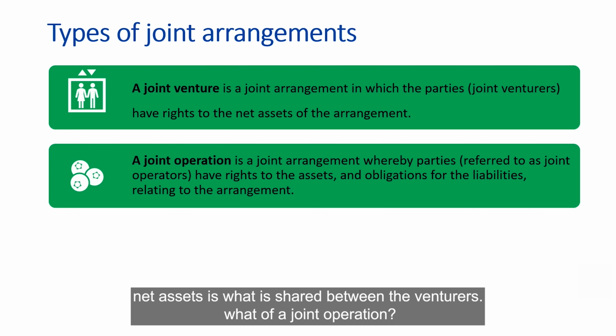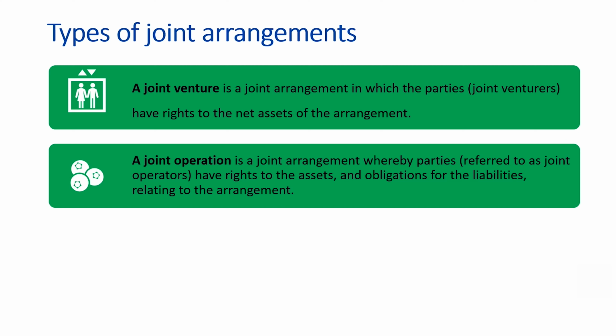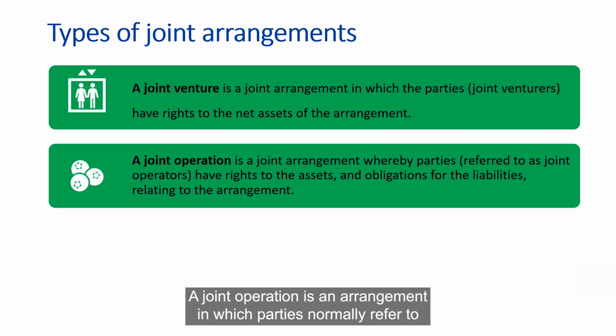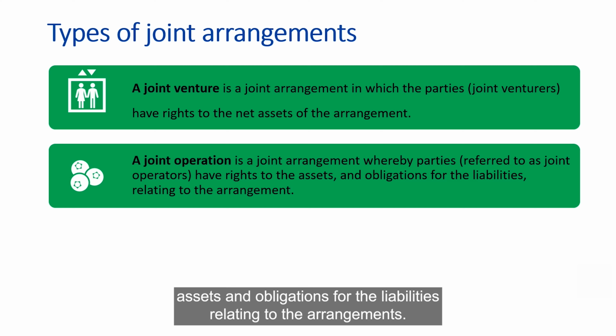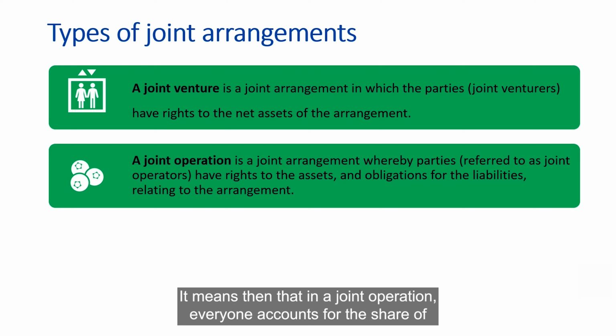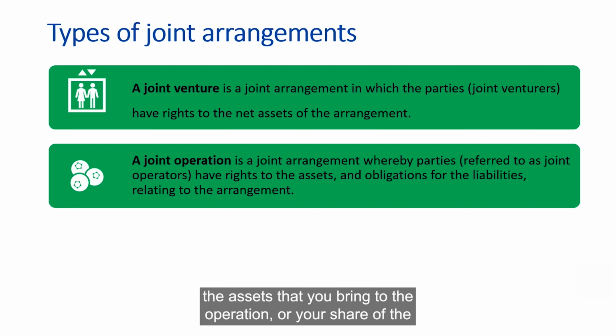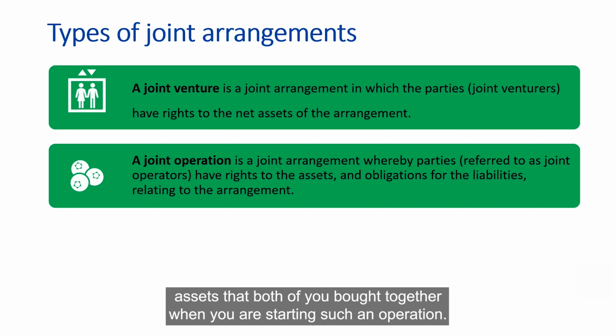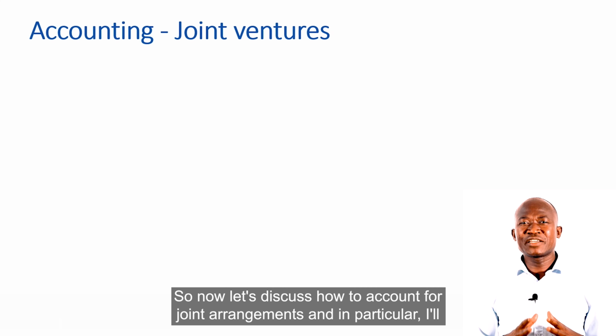What of a joint operation? This is what is a bit unique. A joint operation is an arrangement in which parties, normally referred to as joint operators, have rights to assets and obligations for the liabilities relating to the arrangements. So in a nutshell, what do we mean here? It means then that in a joint operation, everyone accounts for the share of the assets that you bring to the operation, or your share of the assets that both of you bought together when you are starting such an operation.